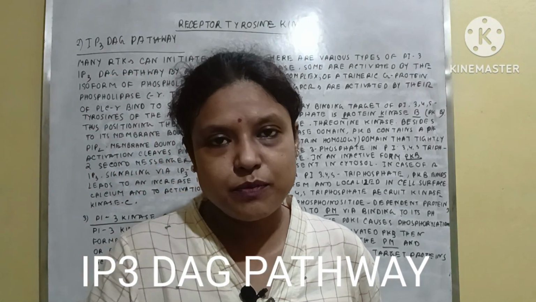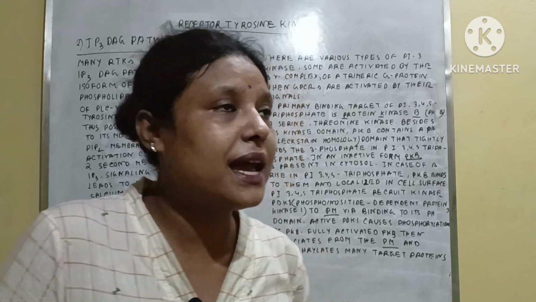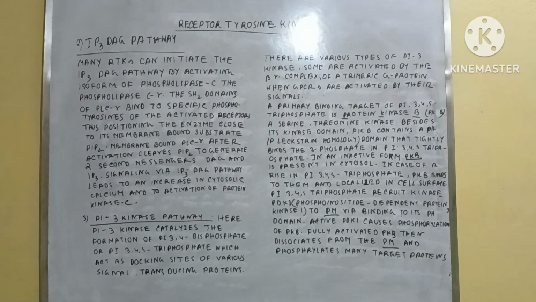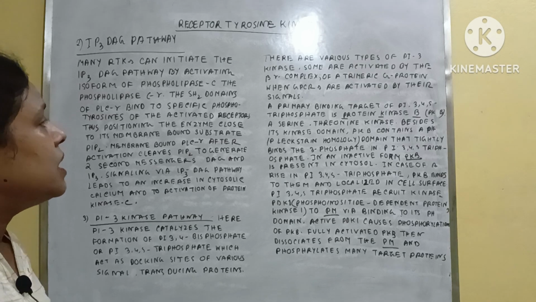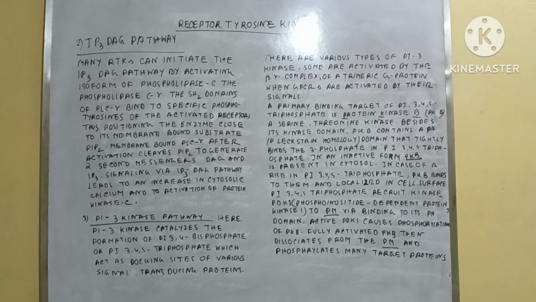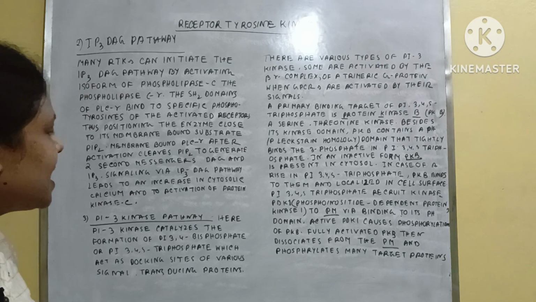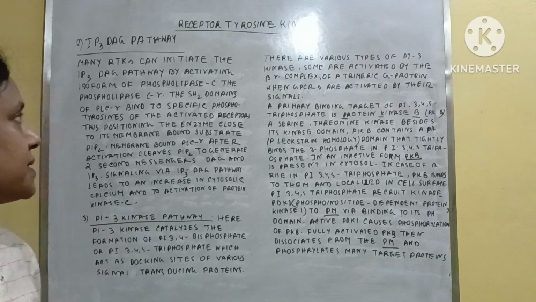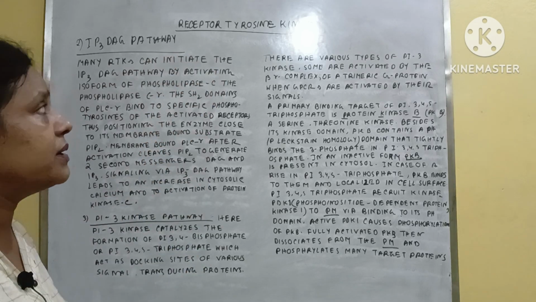Everyone, welcome to my channel Pure Biology, and today I come with another video on the IP3 DAG pathway and PI3 kinase pathway. There are three pathways generally: the IP3 DAG pathway, the PI3 kinase pathway, and the RAS-MAP kinase pathway, all of which are included in the receptor tyrosine kinase pathway.